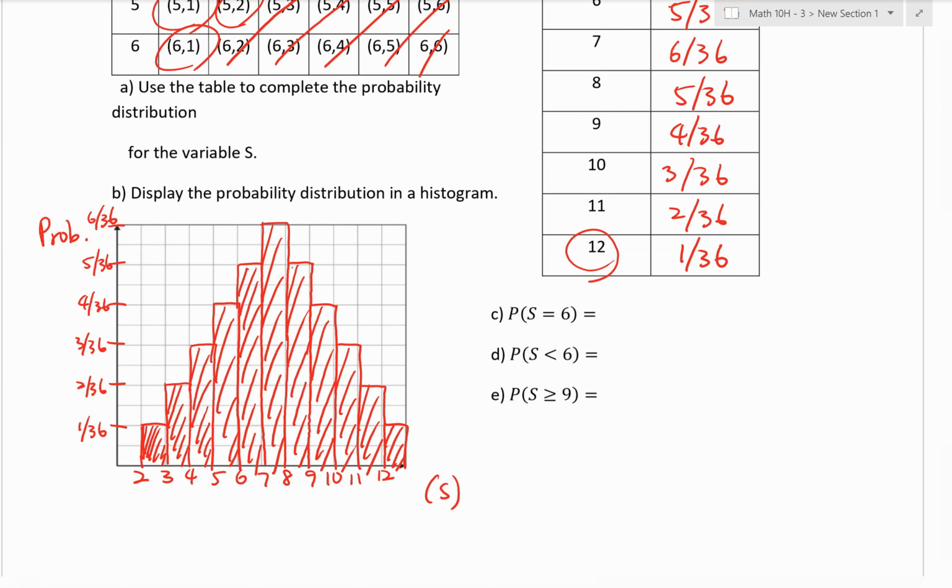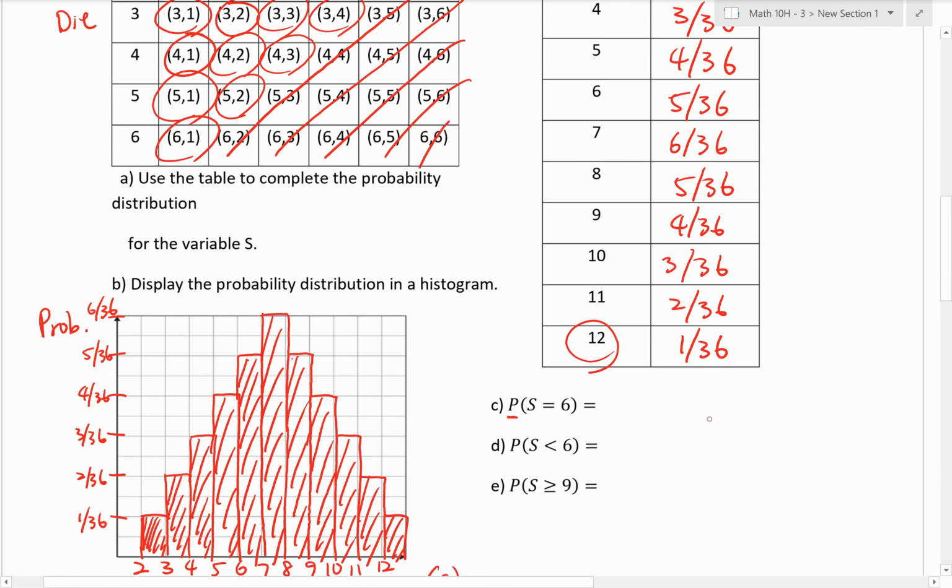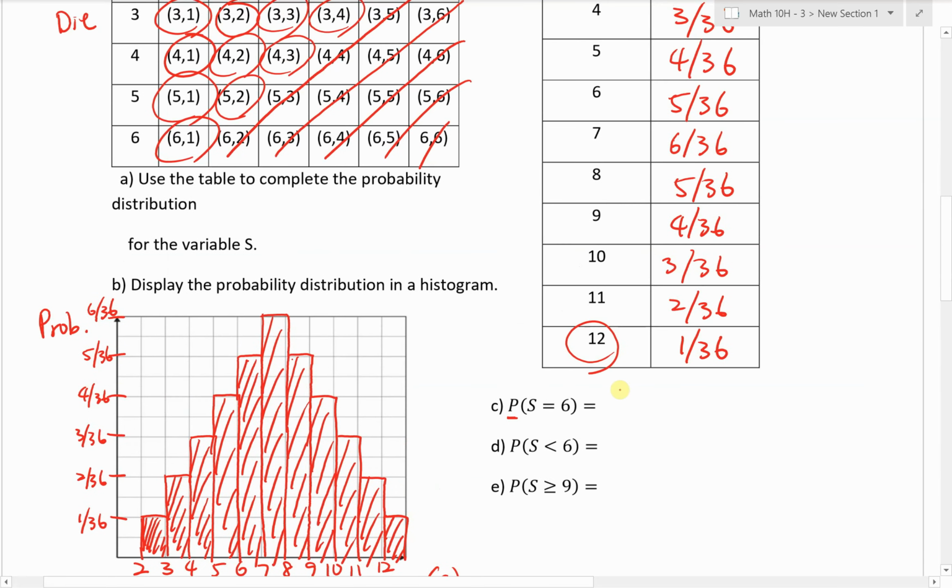Okay, part C, it says what is the sum equal to 6? What's the probability? So this P represents probability. What's the probability that the sum is equal to 6? We have from our data here, if it's equal to 6, it's 5 out of 36. That's the probability.